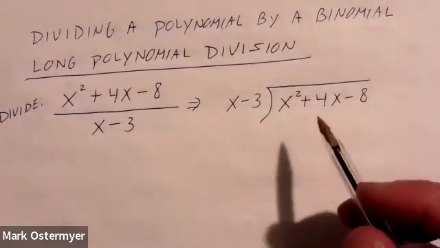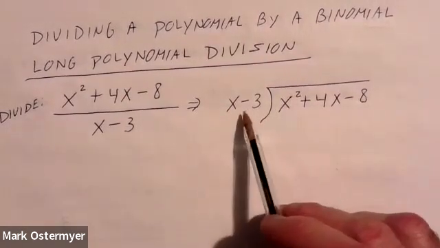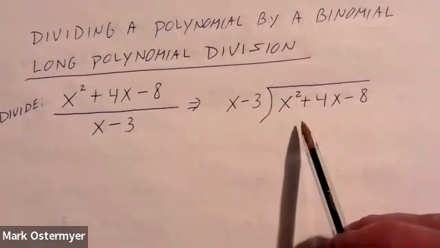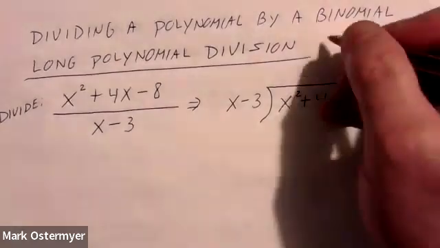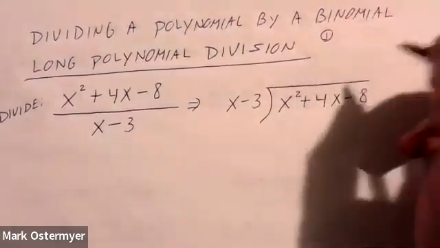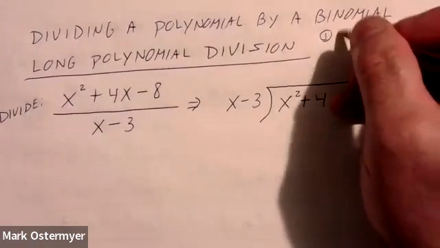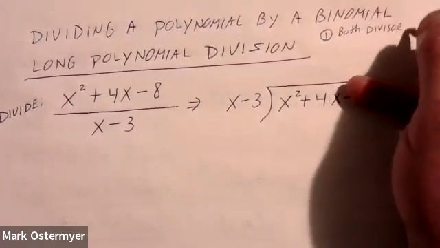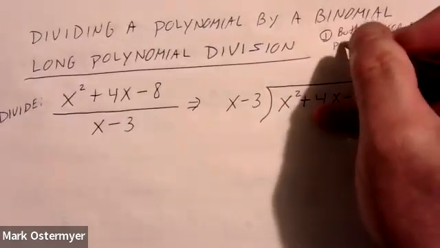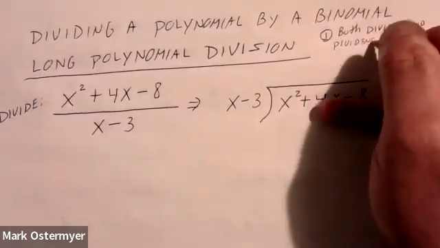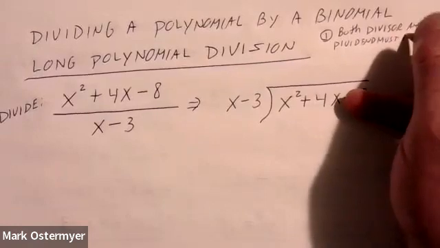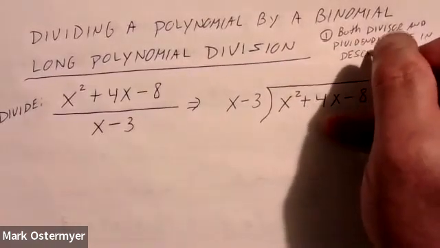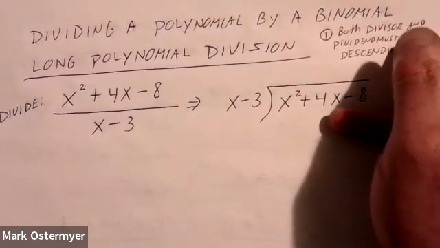All right, now a couple of things to note. Notice both my divisor and dividend are written in descending order. So requirement number 1, when you do this long polynomial division, both divisor and dividend must be in descending order. If they're not, you have to get them in descending order first.